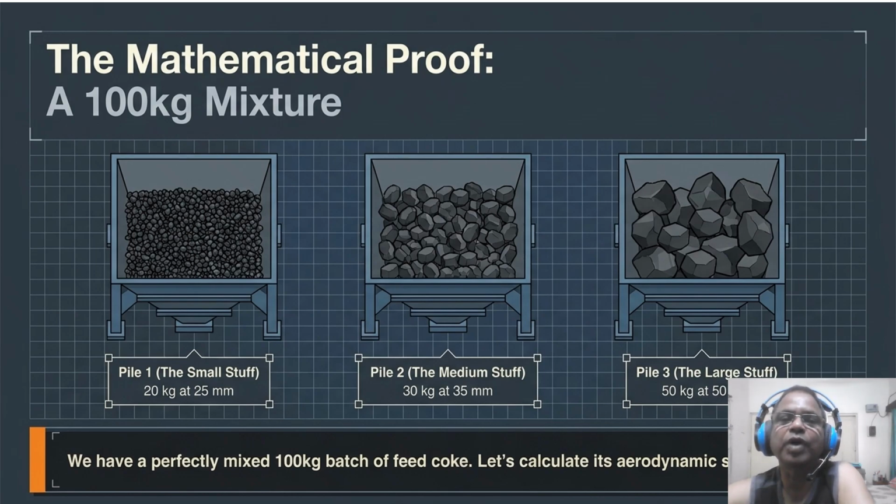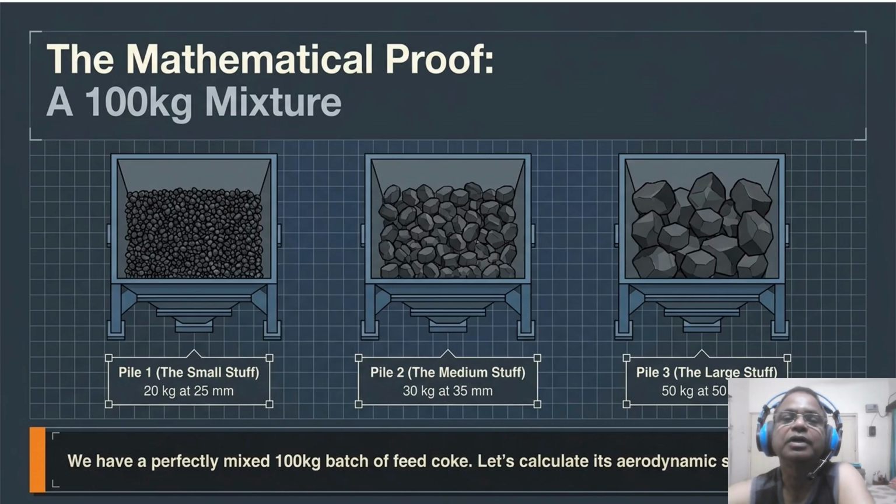Pile 1 consists of 20 kilograms of small stuff at 25 millimeters. Pile 2 has 30 kilograms of medium stuff at 35 millimeters. And pile 3 is our large stuff, 50 kilograms at 50 millimeters. We are going to calculate the aerodynamic survival rate of this specific mixture using both methods. As an engineer, you need to see how these two formulas treat the exact same pile of rock differently. One will give you a sense of security while the other will give you a warning.